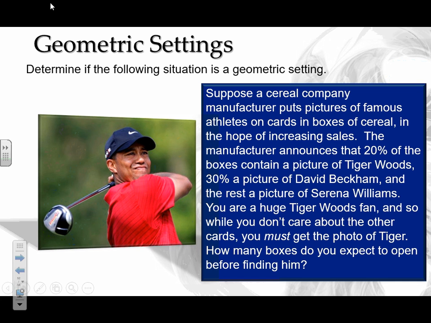So, in our setting here, do we have only 2 outcomes? What are they? What would a success be? Getting Tiger Woods. What would a fail be? Not getting Tiger Woods, right? So even though there's 3 different outcomes possible, there's only 2 that we're concerned with. We either get Tiger or we don't, okay?